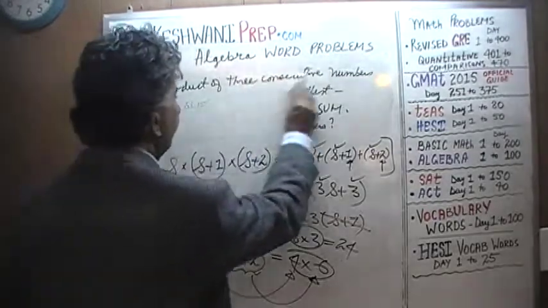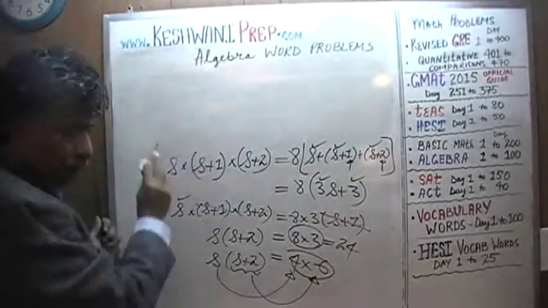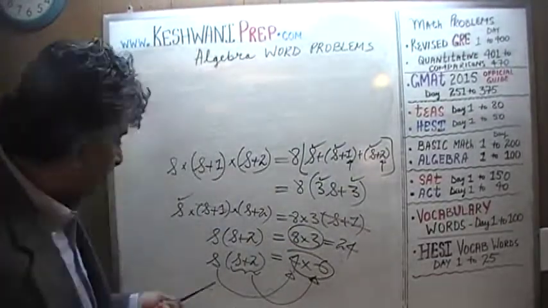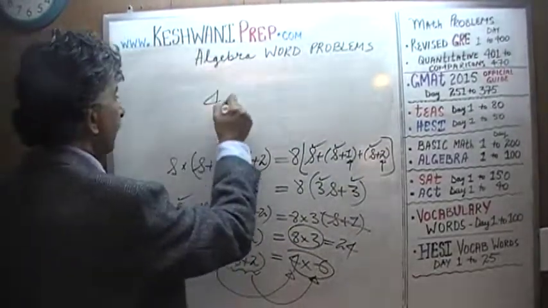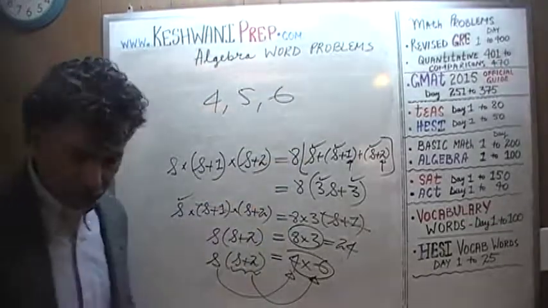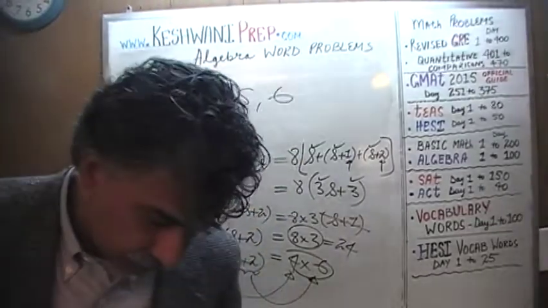Let's do it on the top. What was the question asking? What are the numbers? Well, we are done. The smallest number is 4. The numbers are 4, 5, and 6.